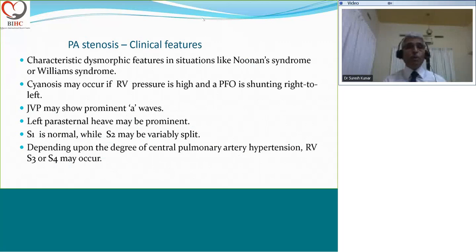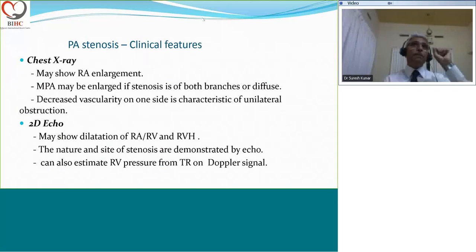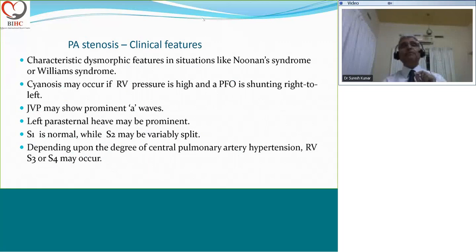S1 is normal, while S2 may be variably split. S2 may be loud because there is central pulmonary arterial hypertension. You may get an RV S3 or S4. Remember, peripheral pulmonary arterial stenosis may be associated with a continuous murmur over the lung fields.